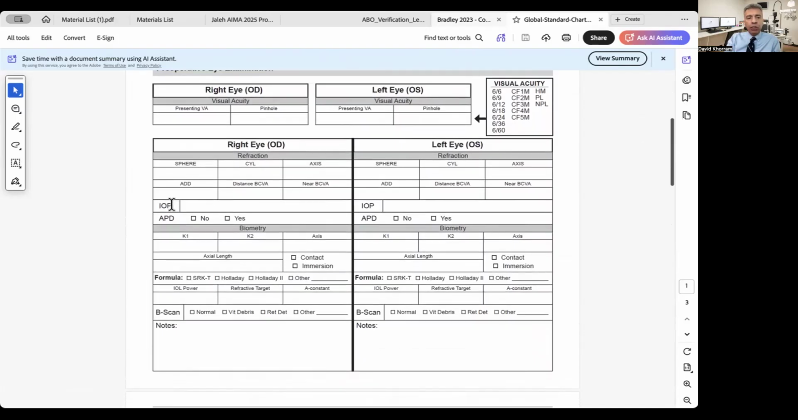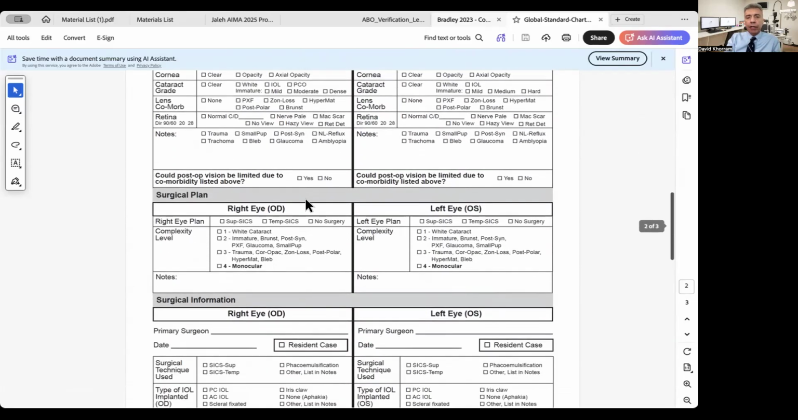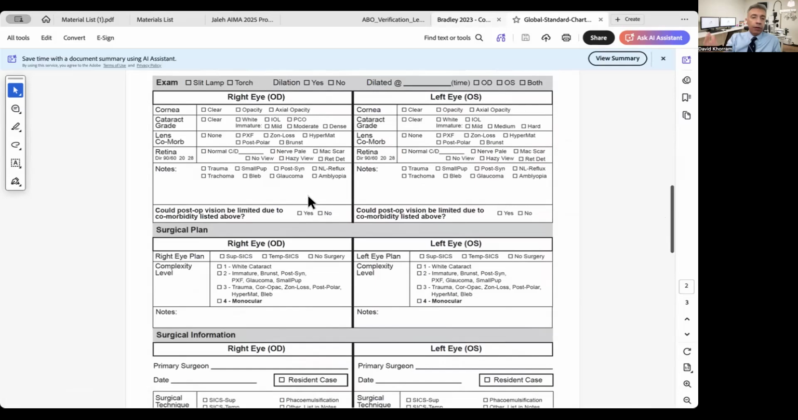So the afferent pupillary defect is actually up here right under intraocular pressure. But if you need to check the afferent defect, it is up here. Yes or no for a right afferent defect or a left afferent defect. The patient would be dilated and then in the future, hopefully come to you already dilated.